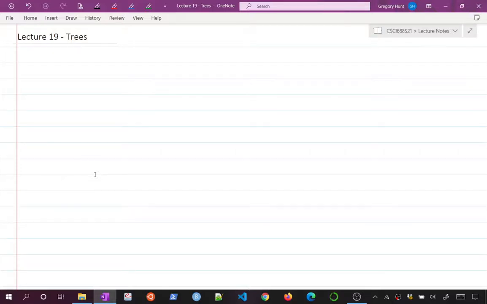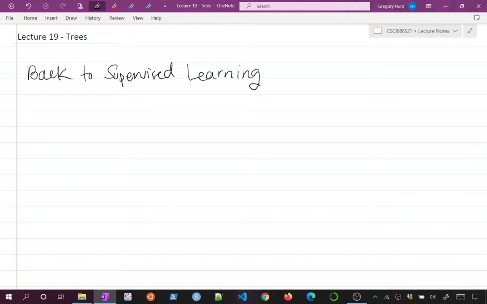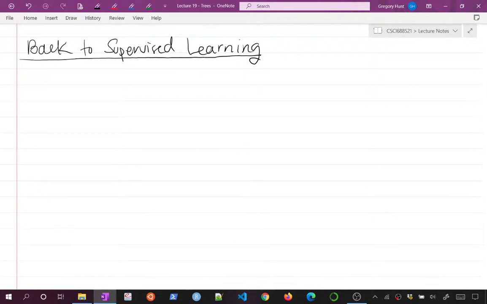This is lecture 19, and this lecture is going to be about trees. So we're moving back into the realm of supervised learning. After our short jaunt over into unsupervised learning, we're going to go back to supervised learning. And in particular today, we're going to talk about tree-based methods and some of the basic building blocks of these tree-based methods, which are useful for building more advanced methods.